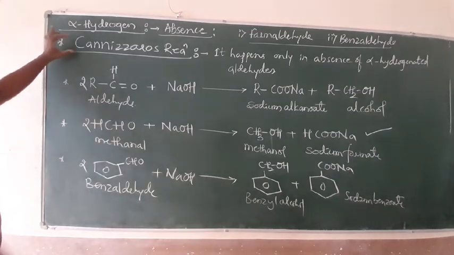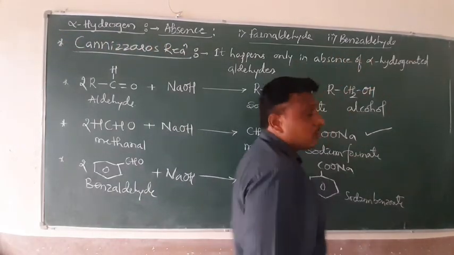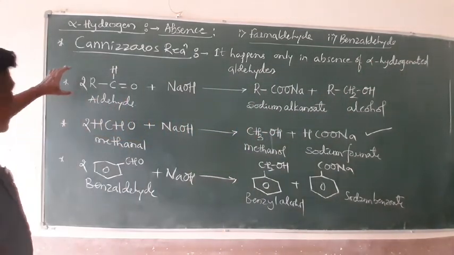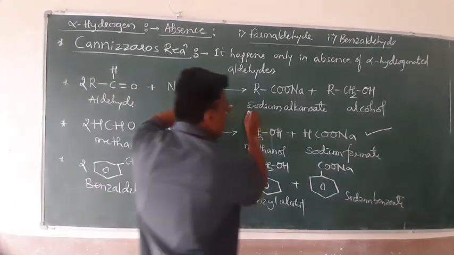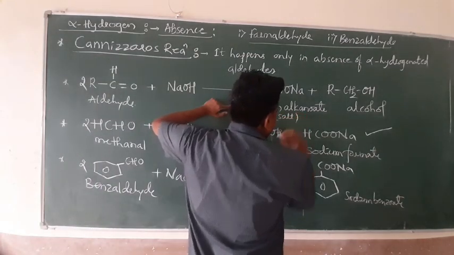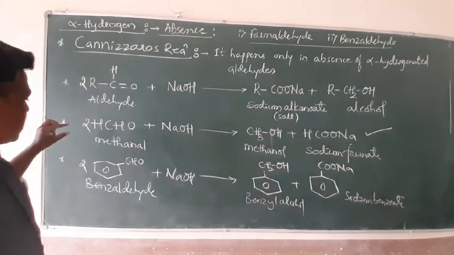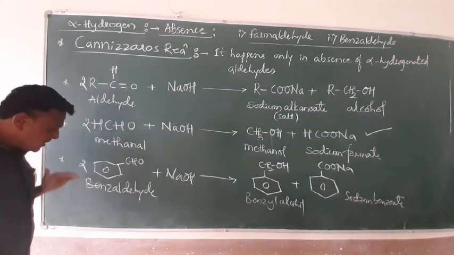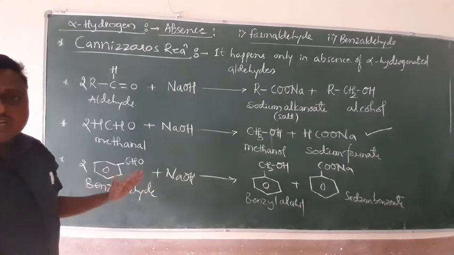I repeat once again, Cannizzaro's reaction happens only with compounds lacking alpha hydrogen, meaning an aldehyde reacts with a strong alkali to form one salt, sodium alkanoate, and another one, an alcohol. Only two examples are possible, formaldehyde and benzaldehyde, because these two do not contain alpha hydrogen.